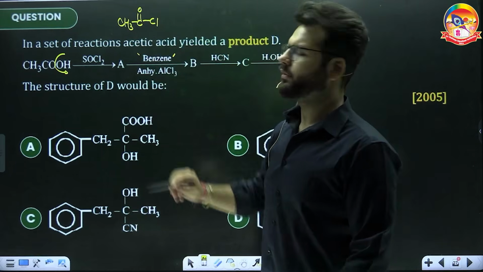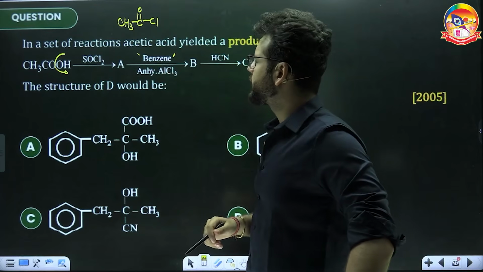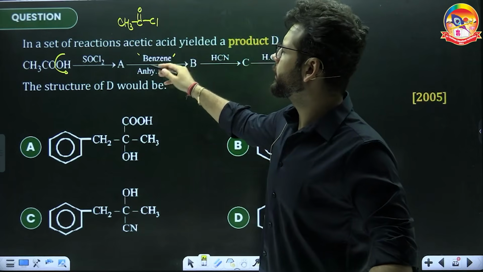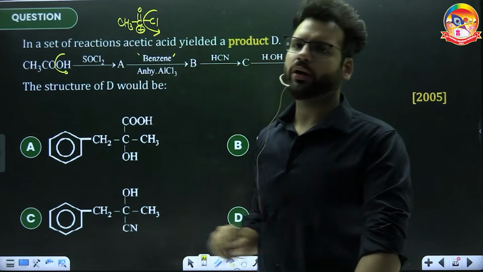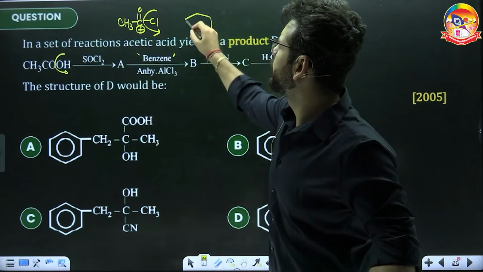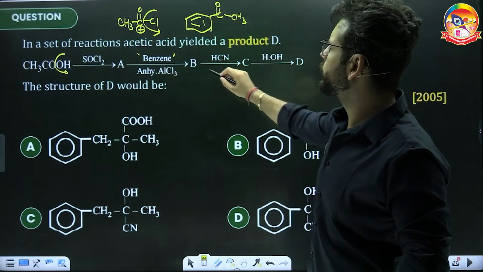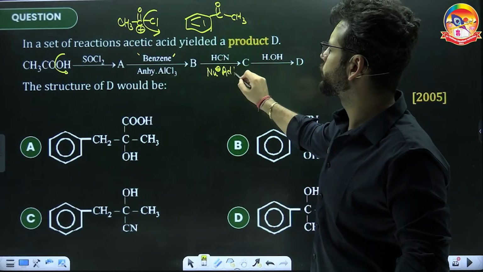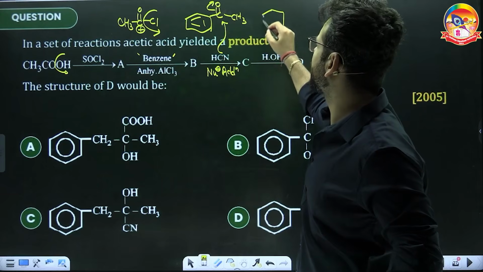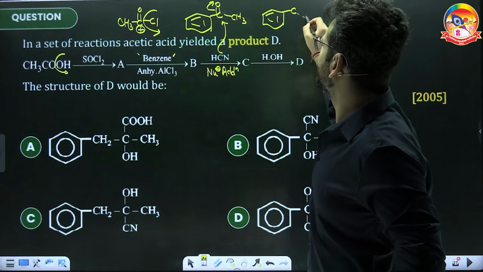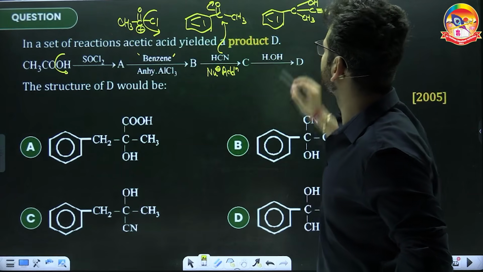Reaction with benzene in the presence of anhydrous AlCl3 is nothing but a Friedel-Crafts acylation. From here AlCl3 takes away Cl minus, giving you an acylium carbocation, and the acyl carbocation attaches to benzene. So we get acetophenone. HCN, nucleophilic addition reaction. CN minus attacks here, O becomes OH, we get a cyanohydrin. So C is a cyanohydrin, where this carbon which has a CH3 gets a CN also and OH also.